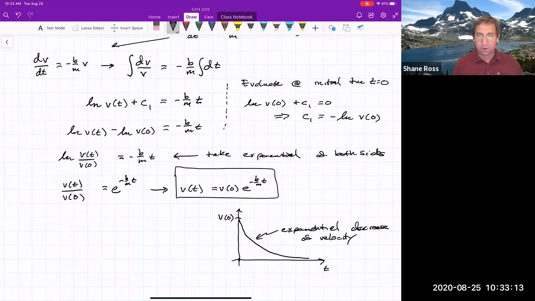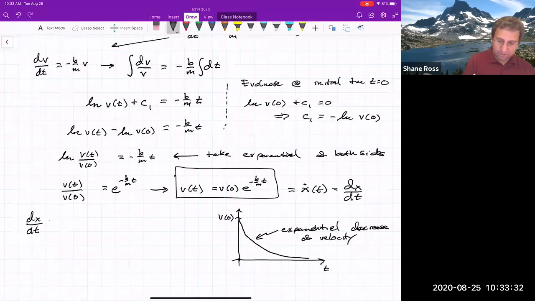Okay. Now, if we want to find out what the position is, we have to integrate again. So remember, what was v? V is x dot. And here x dot is changing with time. Let's just remind ourselves this is dx dt. So we've got dx dt equals the initial velocity, which is just a constant, times e to the negative b over m t.